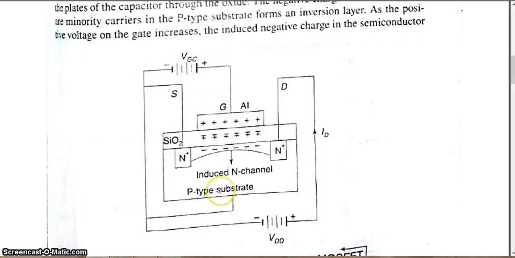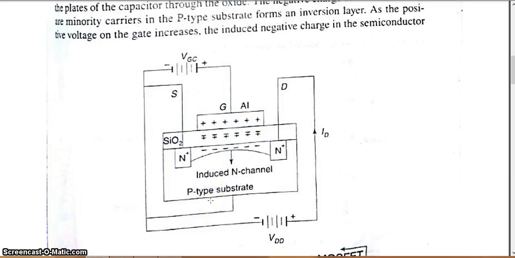What is the meaning of P-type substrate? A P-type substrate is nothing but the primary material on which the silicon dioxide and gate are fabricated. So P-type substrate is nothing but the primary material. This can be P-type or N-type.